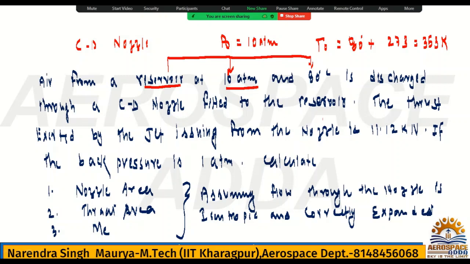And this CD nozzle is fitted to the reservoir. The thrust exerted by the jet from the nozzle is 11.12 kilonewton, which is also very important. And the back pressure they have given is 1 atm. You have to calculate the nozzle area, the throat area, and ME, the exit Mach number of the flow of the fluid, air or gas. They have said the flow inside the nozzle is isentropic, so there is no shock formation. And one very special word they have given: correctly expanded.